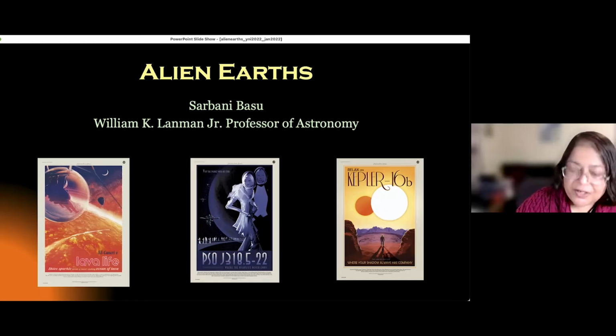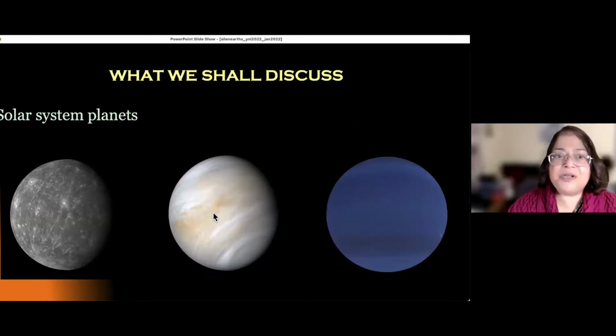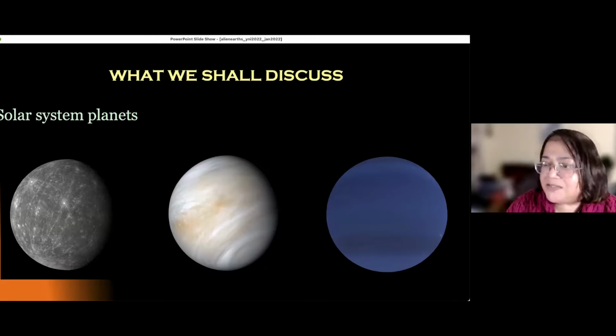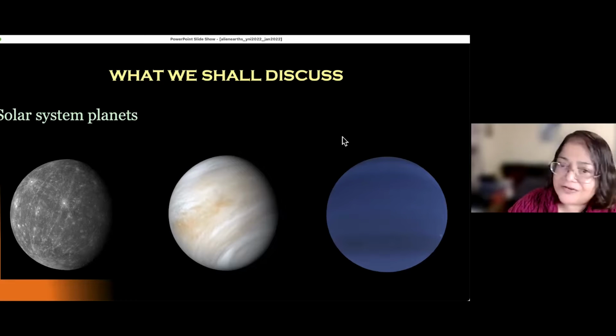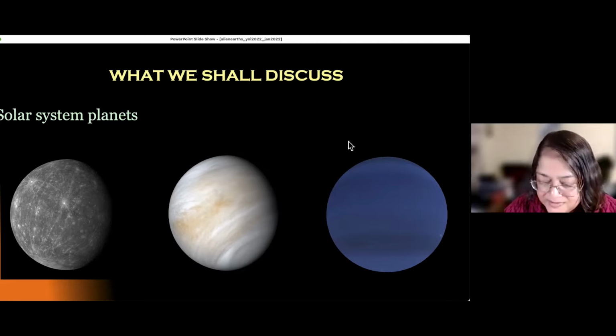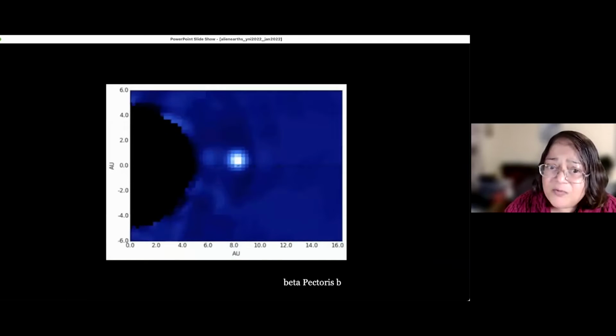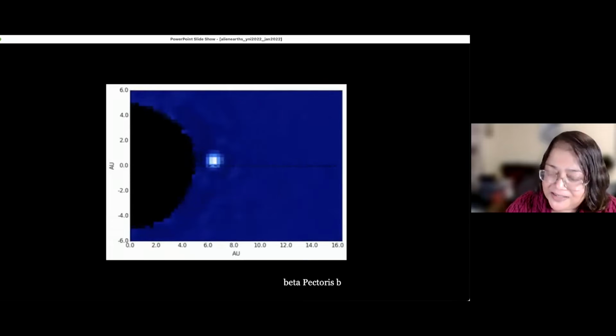So what are we going to cover? Of course, we have to start with our backyard. So we will start with solar system planets. We have Mercury, and this is Venus and Neptune. Okay, we compare and contrast them to what we find on Earth and contrast them with other planets that we know outside the solar system.